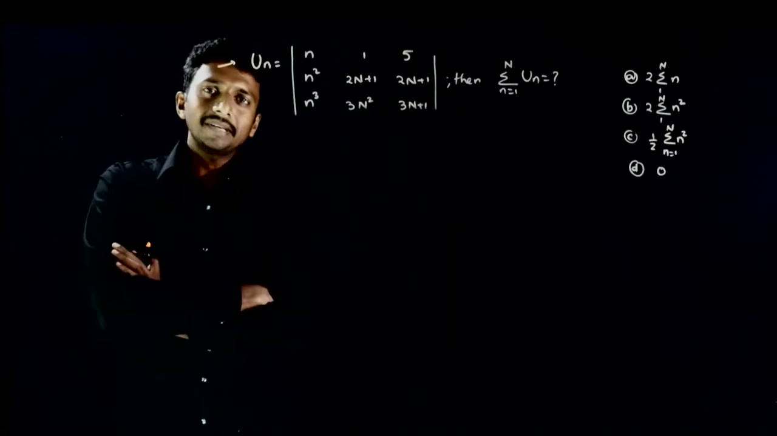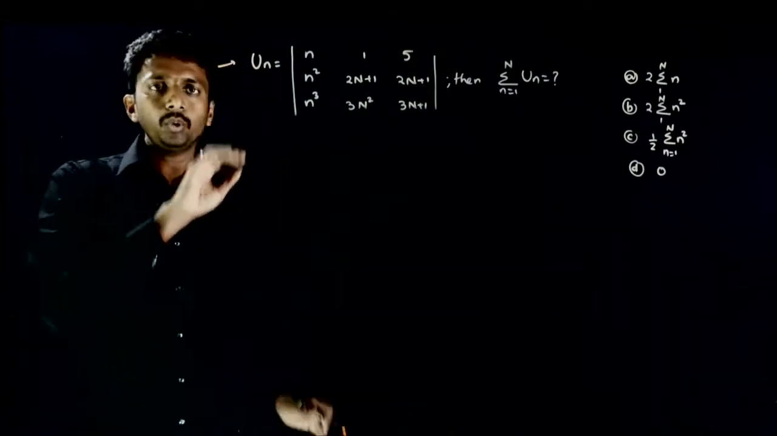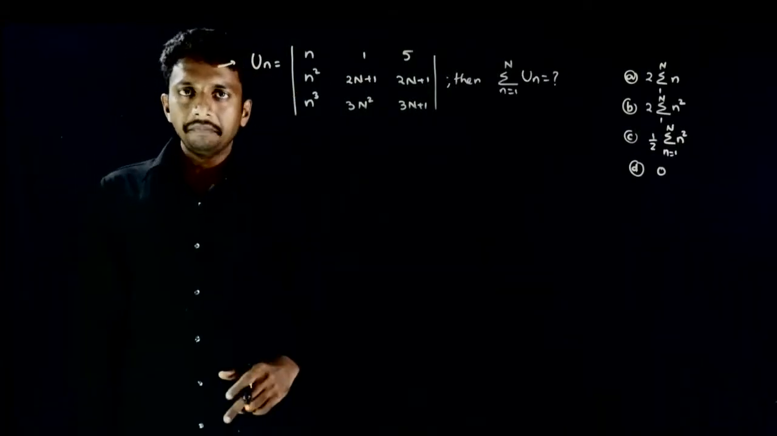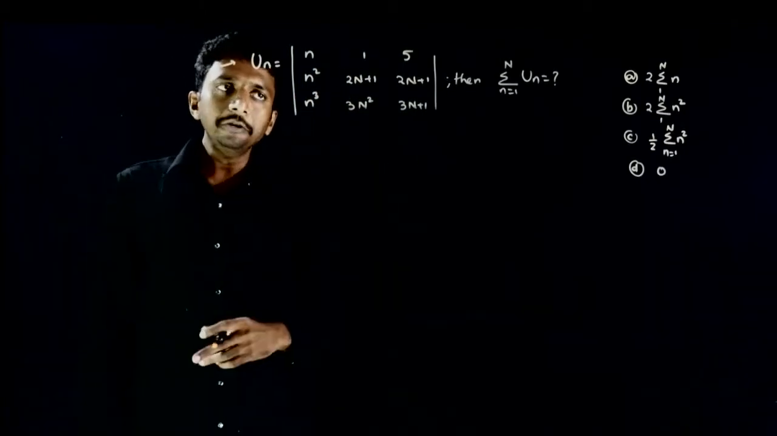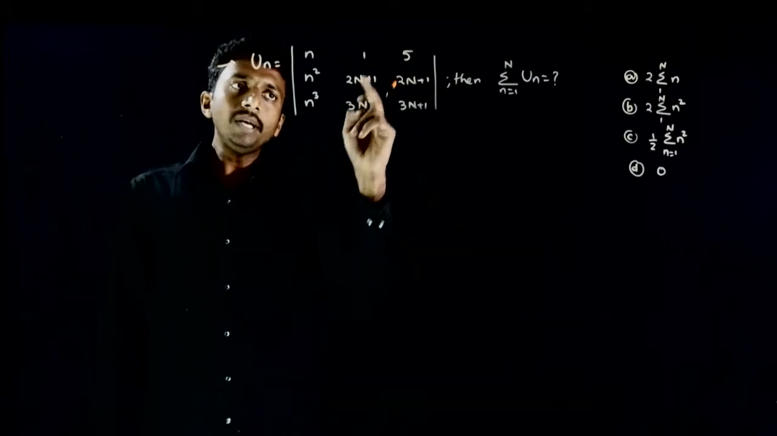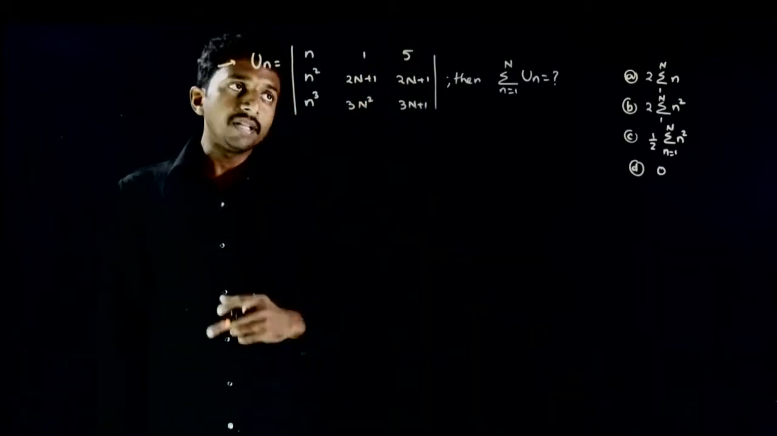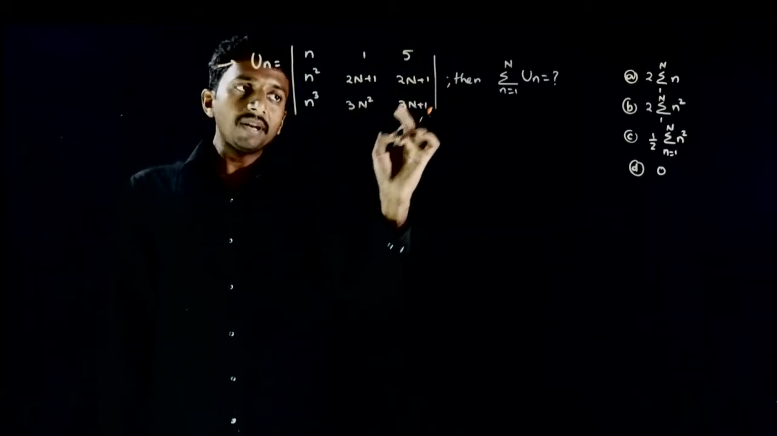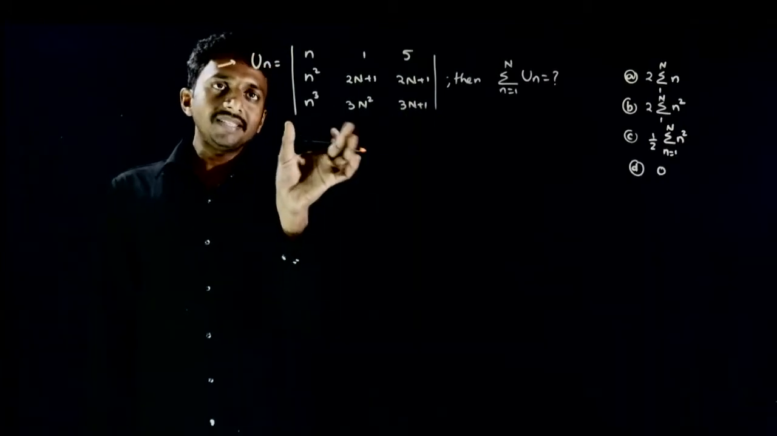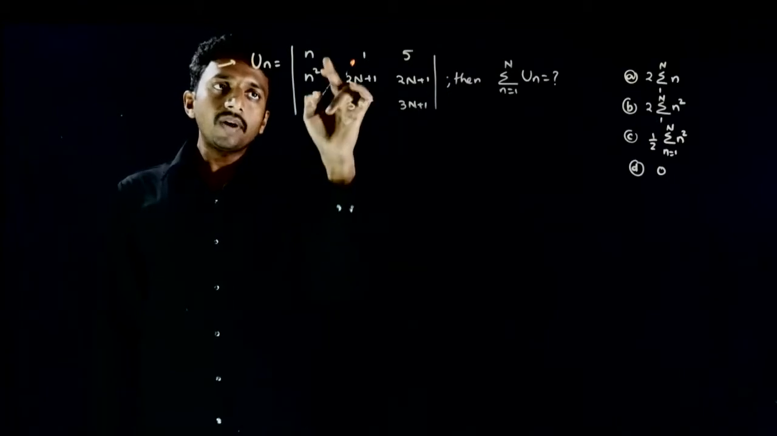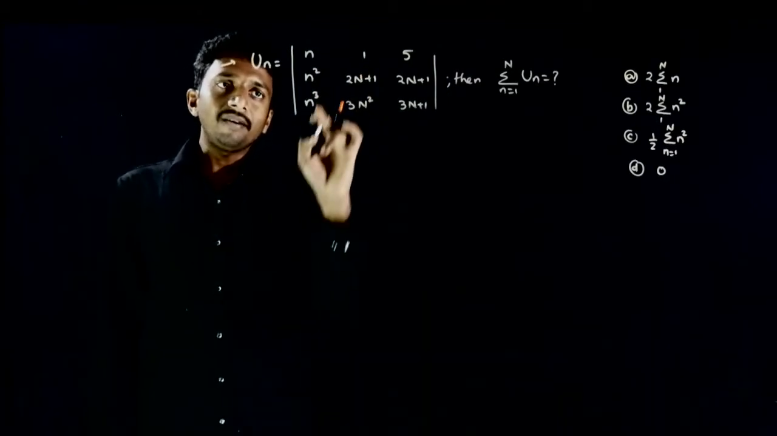So welcome students. इस क्वेश्चन में आपको दिया है un, u with the suffix n is a determinant containing the first column as n square and n cube, and the second column is 1, 2 capital N plus 1 and 3 capital N square, 5, 2 capital N plus 1 and 3 capital N plus 1. So this is an example of a determinant where one column is variable.